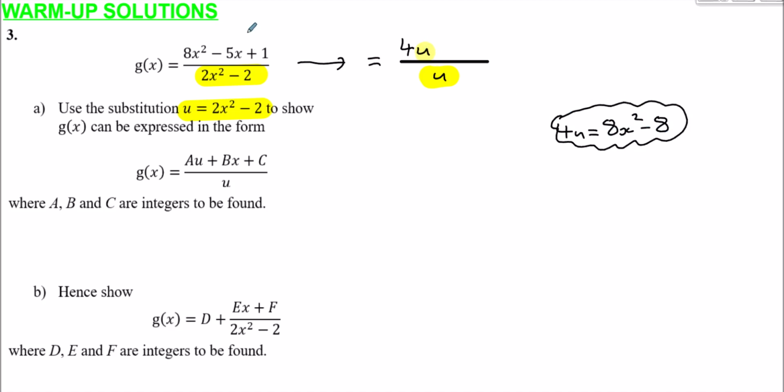I want to end up with plus 1. So to go from minus 8 to the positive 1, which I need, I'll need to, of course, add on 9. And I've got no x terms at all. So the only way I'm going to get this negative 5x is by inputting minus 5x here. So just as with any fraction, algebraic or otherwise, I can split this into two different fractions. So I can say this is the same as 4u over u. Then I can say it's the same as plus minus 5x plus 9 all over u.